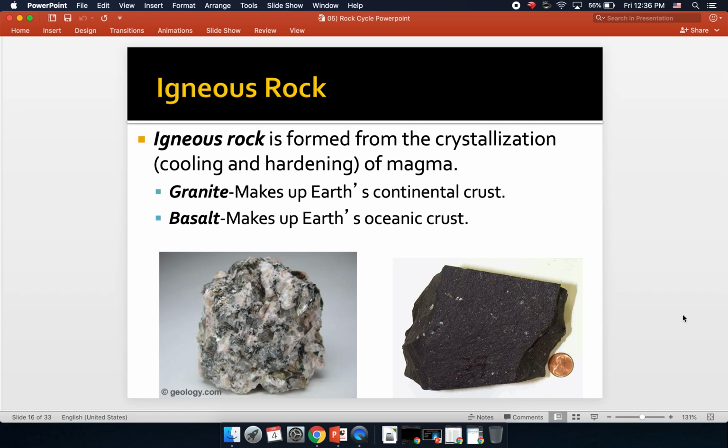Alright, igneous rock is formed from the crystallization of magma. And by crystallization we mean cooling and hardening. So when magma under the earth or lava above the earth's surface cools and hardens, we say it is crystallized and it has formed rock. Here we have two examples. The one on the left is granite. This is a rock that makes up a lot of Earth's continental crust. It is felsic and it is lighter than the basalt that you see on the right, which is a very mafic rock that makes up Earth's oceanic crust.